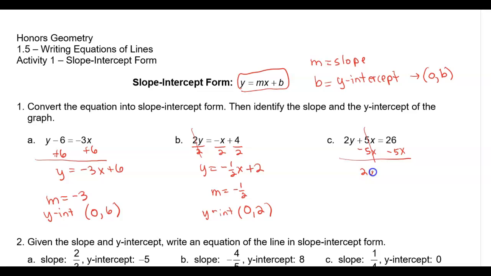Part C, first we should subtract 5x from both sides. Then we'll get 2y equals negative 5x plus 26. And then divide by 2. So each term should get divided by 2. That gives us y equals negative 5/2 x plus 13. So the slope is negative 5/2 and the y-intercept is (0, 13).